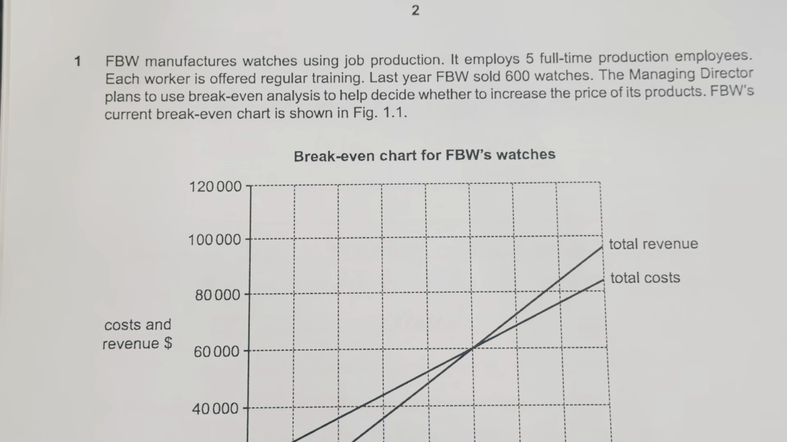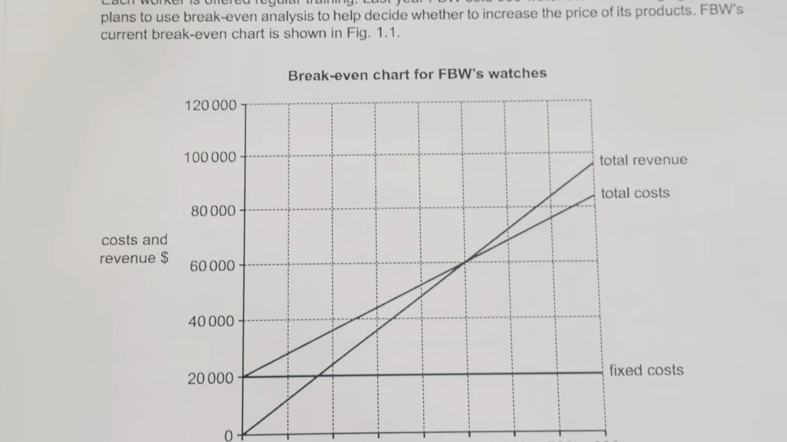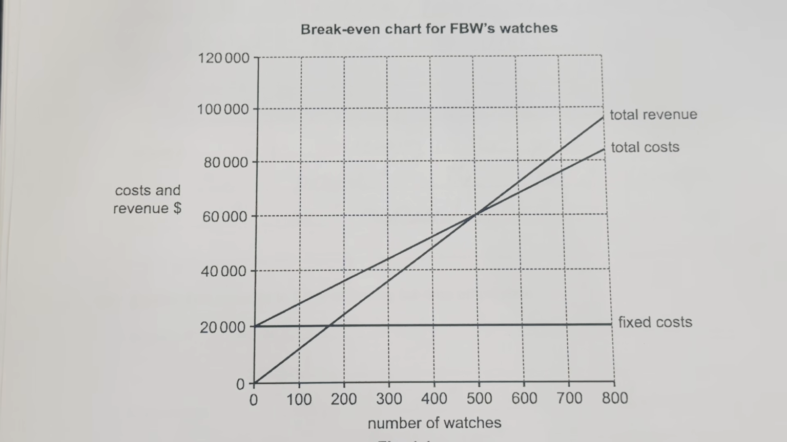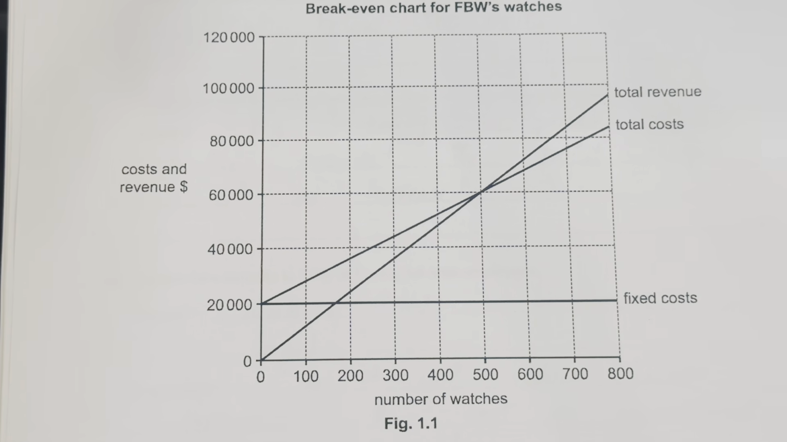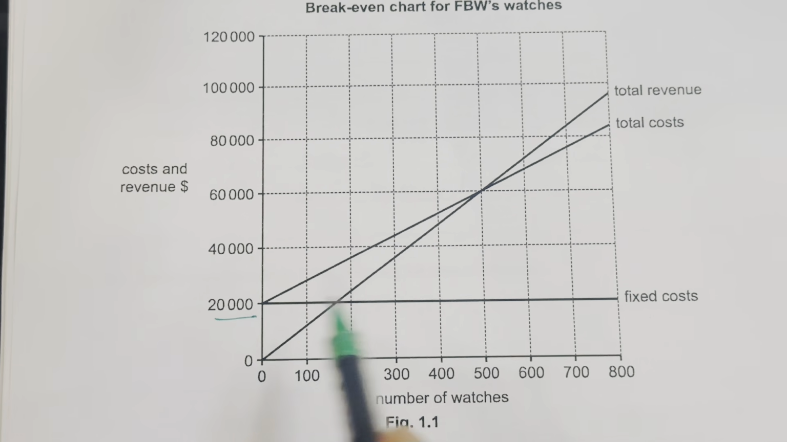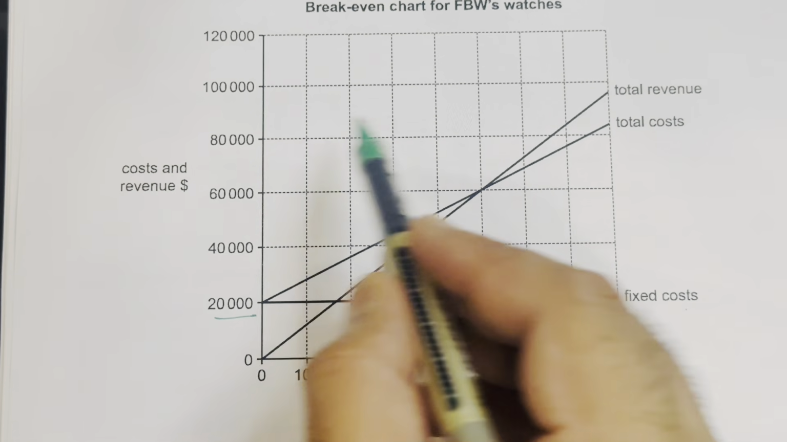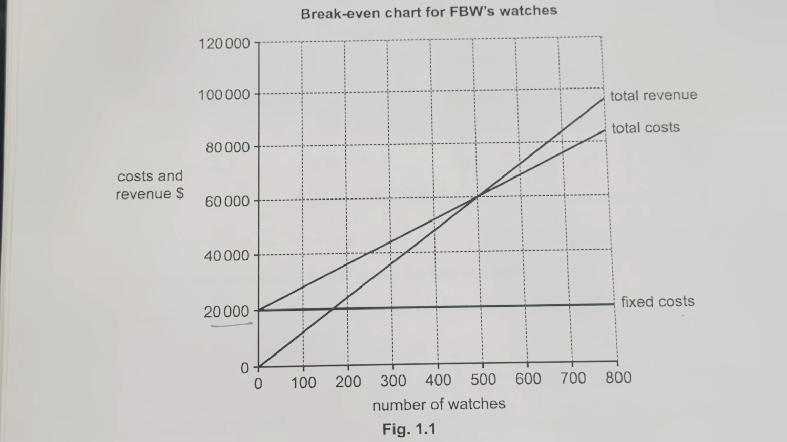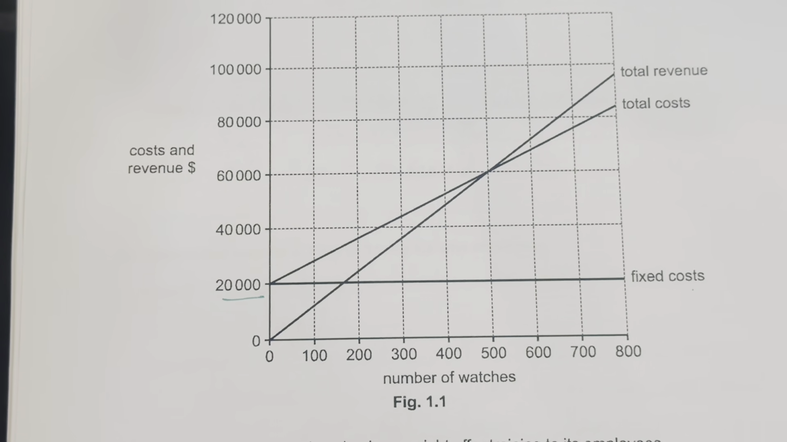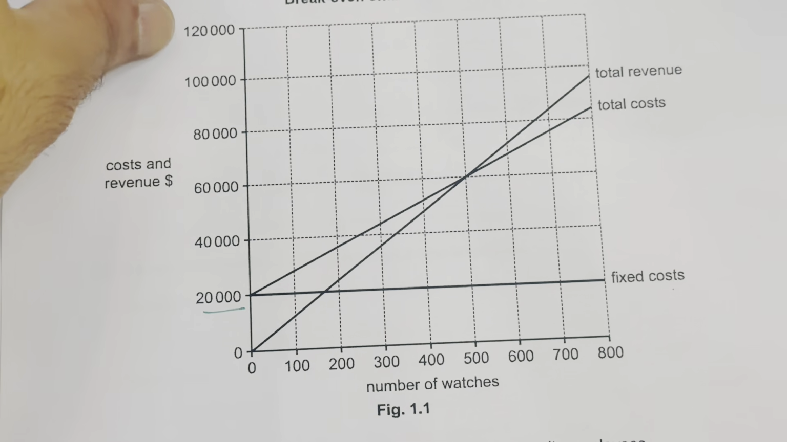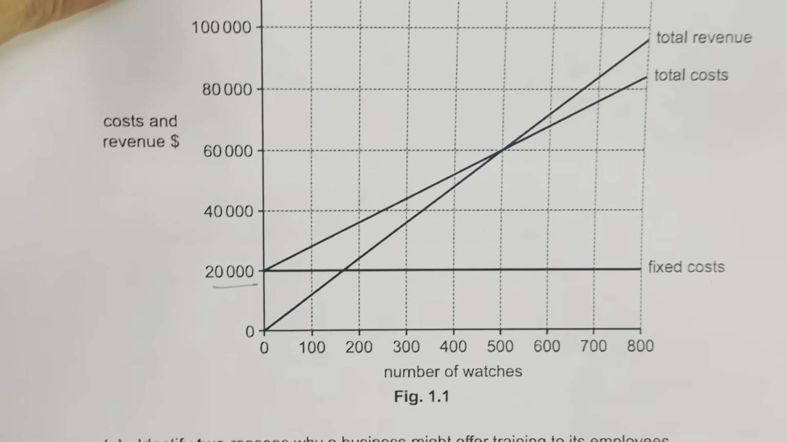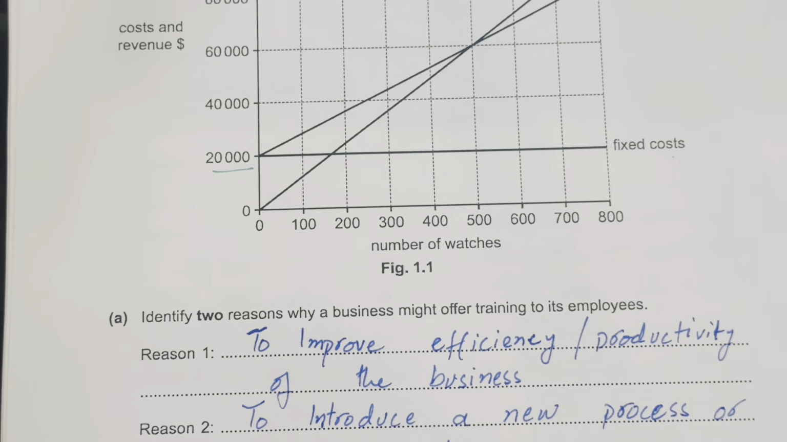FBW's current break-even chart is shown in Figure 1.1. We can see that cost and revenue are plotted along the y-axis and the number of watches along the x-axis. The fixed cost is 20,000, and total cost and total revenue are given as well. We have to identify why a business might offer training to its employees. So I have written it.